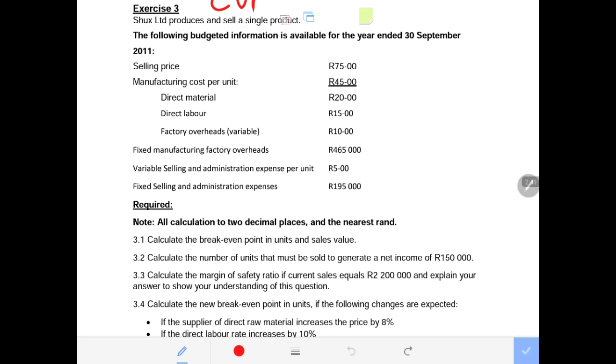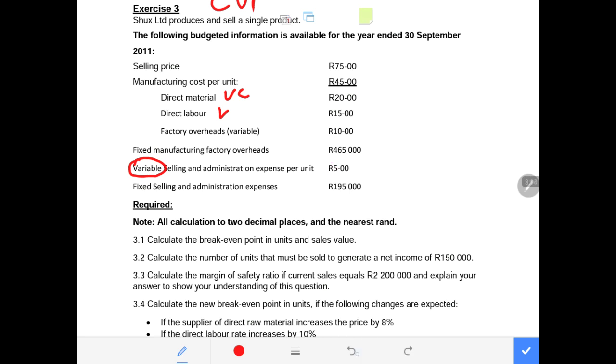We also do have the variable. I want to highlight the fact that this is a variable cost. Remember, these manufacturing costs were all variable, because we know that material is a variable cost, labor is a variable cost, and factory overhead is specified to be a variable cost. So now we're also seeing that there is another variable cost, which is a non-factory cost, meaning a non-manufacturing or non-production cost. This cost is variable, and it is 5 Rand per unit.